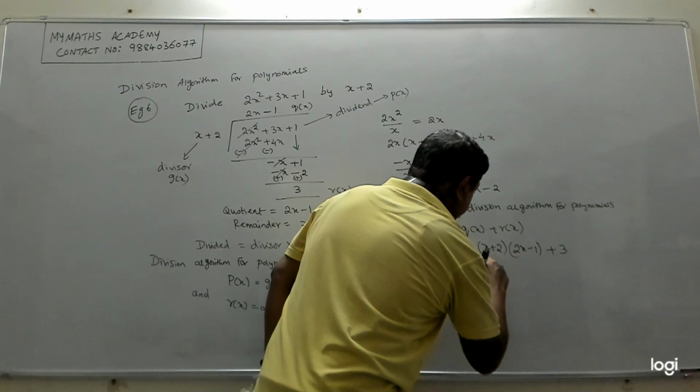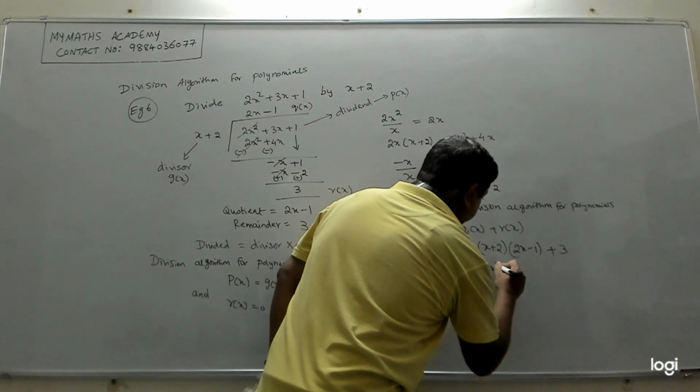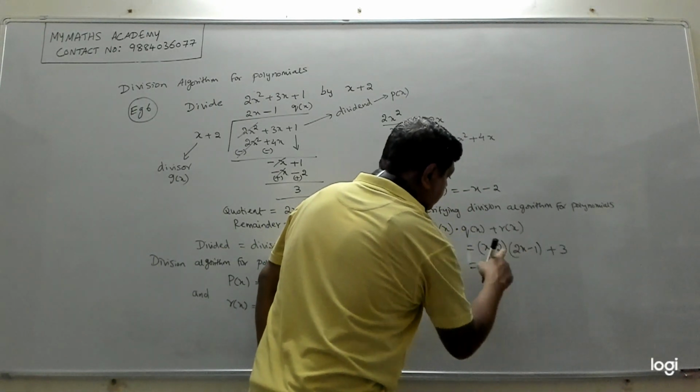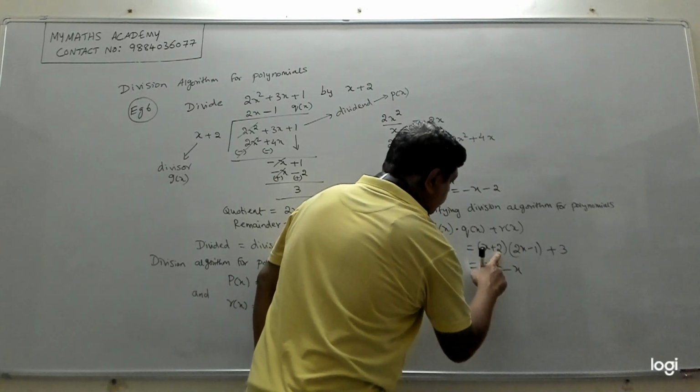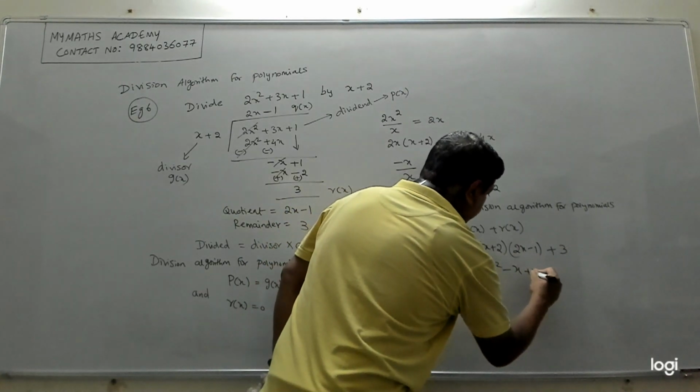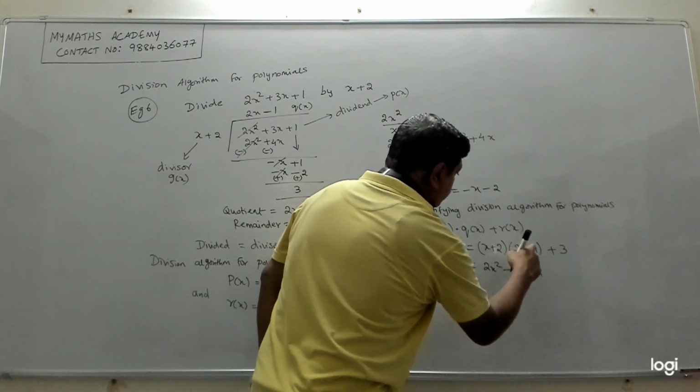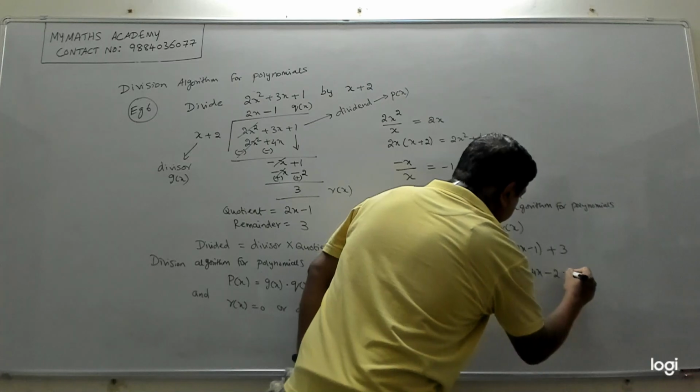x into 2x is 2x square. You do this into this, right? Then x into minus 1 is minus x. Then 2 into 2x is 4x, and 2 into minus 1 is minus 2 plus 3.